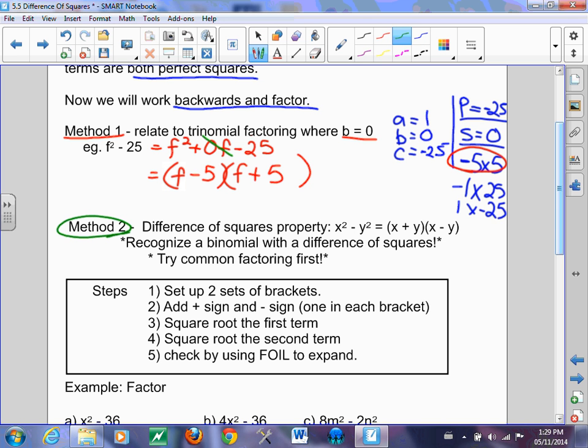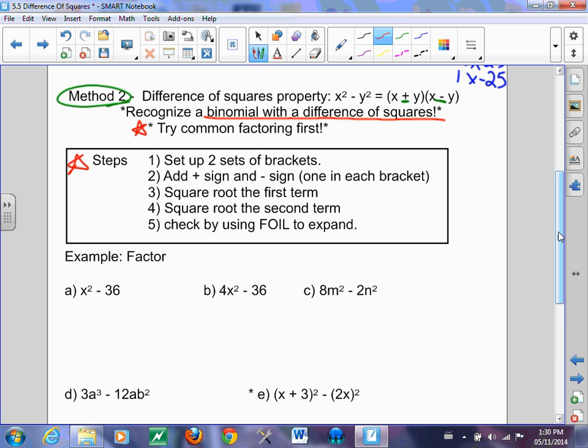When you look at method 2, all you need to realize is that when you take the square root of the first term, you take the square root of the last term, and you set up brackets so that one is positive and the other is negative. Why? Because we need that middle term to cancel out when we expand it. So write these steps down first. Don't forget, ladies and gentlemen, to try the common factor first. I already told you that the difference of squares method is a binomial with a difference of squares. Make sure you know how to recognize that.